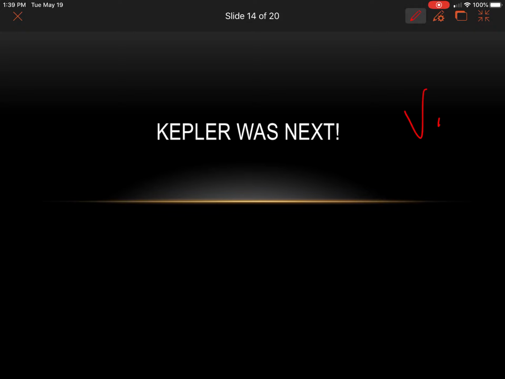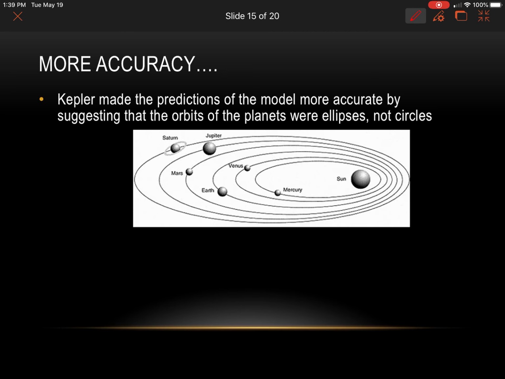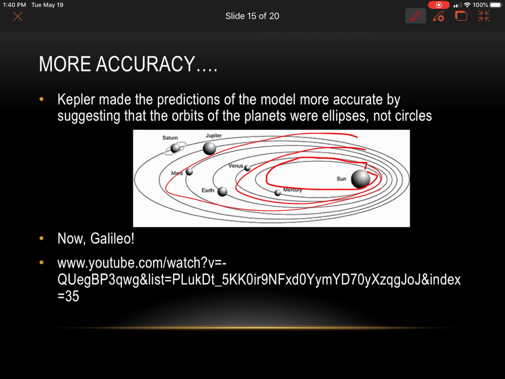Now, Kepler is next. Again, I'm going to get you to watch the quick little video on Kepler, so you can do that. Kepler basically introduced more accuracy. He made the predictions of the model more accurate by suggesting that the orbits of the planets were ellipses, not circles. Ellipses are these sort of long oval shapes like this, right? So instead of circular orbits, it was now elliptical orbits, which was correct.